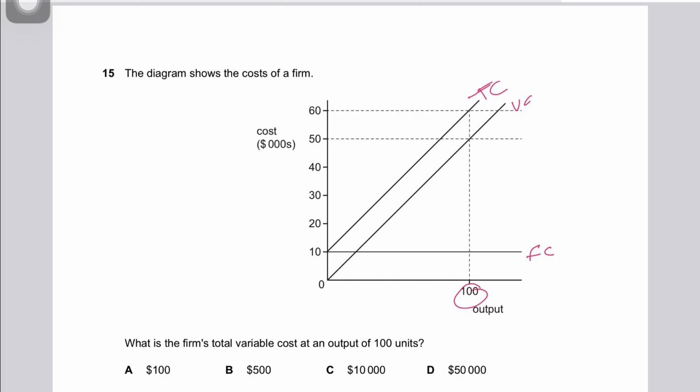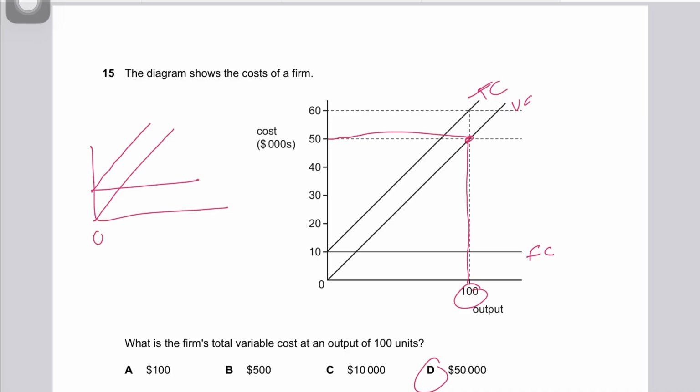50,000. So question number 15, David, because this is the variable cost. You need to know the variable cost curve. Remember, this is your fixed cost line, this is your variable cost line, and the total cost line starts from your fixed cost. Why does the total cost line start from fixed cost? Because at 0 units produced, the fixed cost equals total cost. That's why.